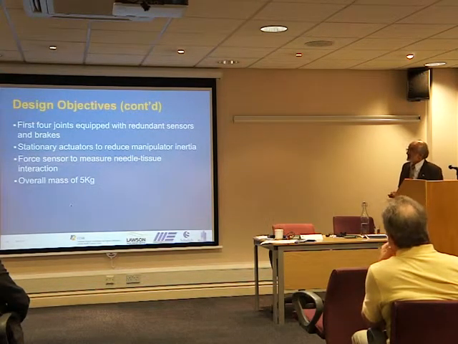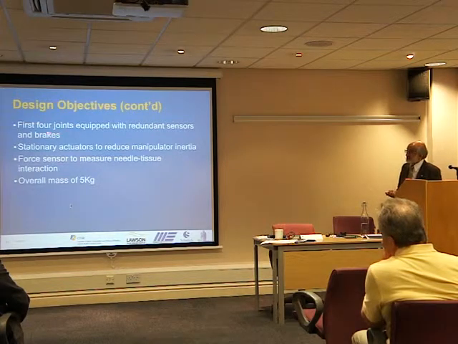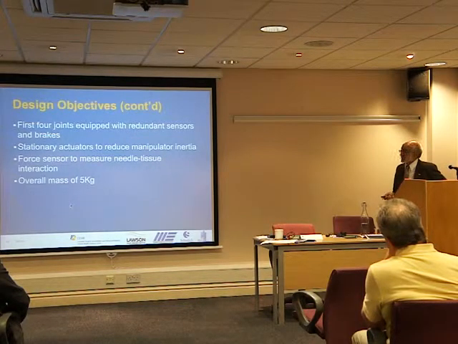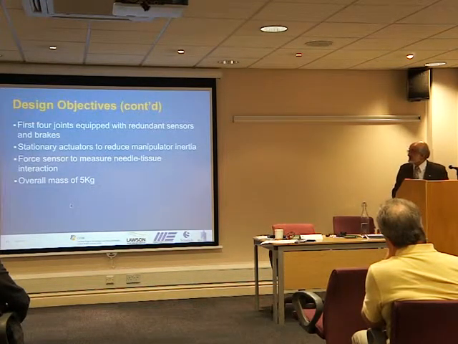Now in the design that we use, we have the first 4 joints where we put redundant sensors and brakes to be able to create a fault-tolerant system. The actuators for the robot were stationary to reduce the inertia. Part of the reason for this was to allow us to attach a haptic device to it so that we minimize the external forces and get accurate haptic feedback. And we wanted to keep the mass of this system to less than 5 kg because there was another robot that carried this for gross positioning.